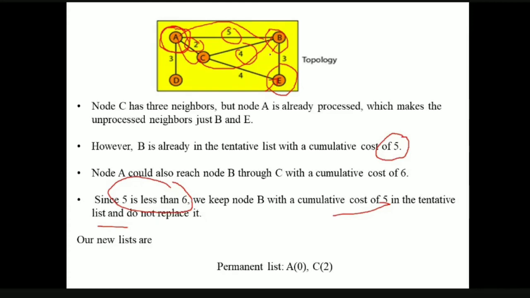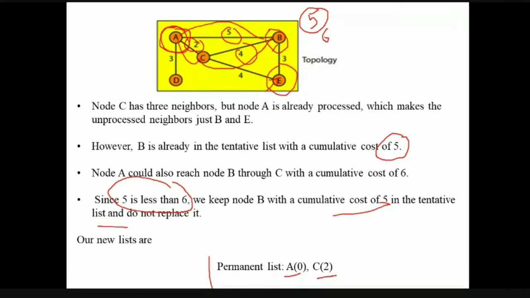But if A can reach B along C, the distance is 6. But A can directly reach B with distance 5. So we do not remove this particular value from the tentative list. We will keep that in the tentative list. Okay. So for this reason, what will be our final list? The permanent list will be A with 0 and C with 2.